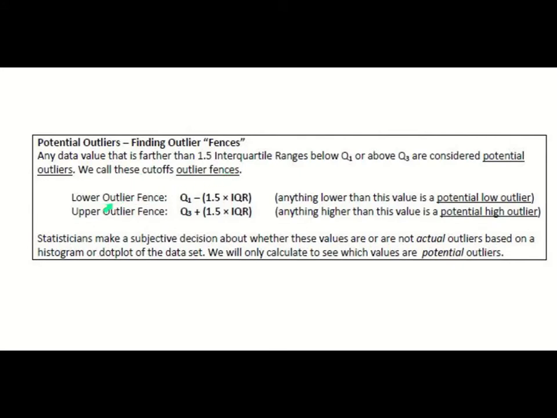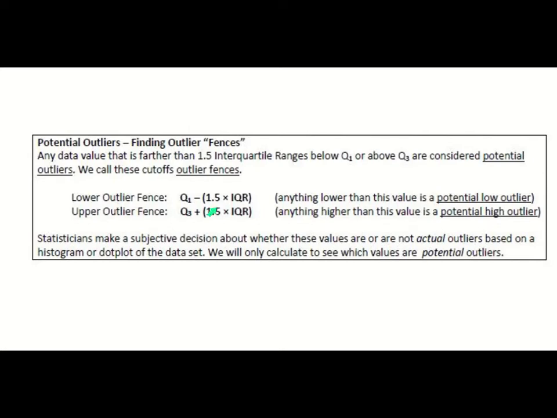So the lower outlier fence is quartile 1 minus 1.5 times your interquartile range. So anything that is lower than this value is a potential outlier. So your upper outlier fence. So this calculation does not get you an outlier, it gets you an outlier fence. So any number that is above or below this number is an outlier. So this basically just gets you your boundaries.